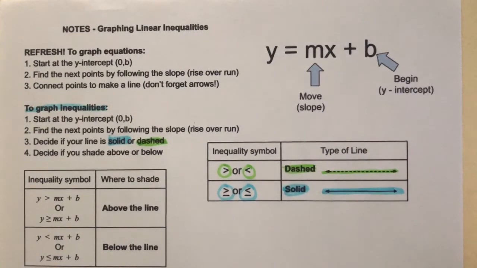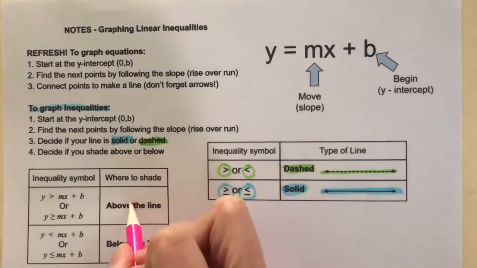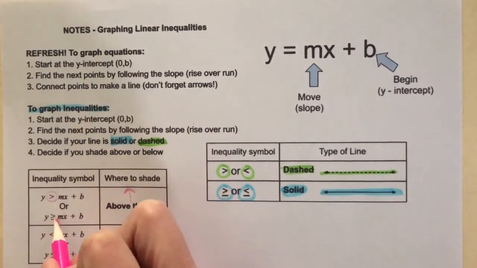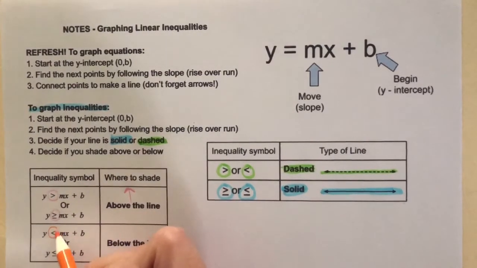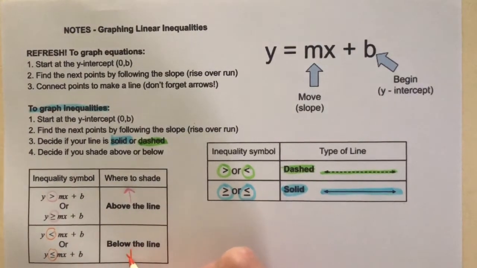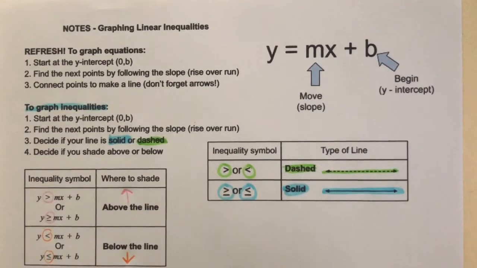Once you figure out where all your points are on your coordinate plane, you have to determine if it's going to be a solid line or a dashed line. The second thing you need to worry about is whether you're going to be shading above your line or below your line. When you're shading above your line, that's when all of the numbers are greater than or equal to. If your symbol says less than or equal to, you'll be shading below your line. So those are the notes.